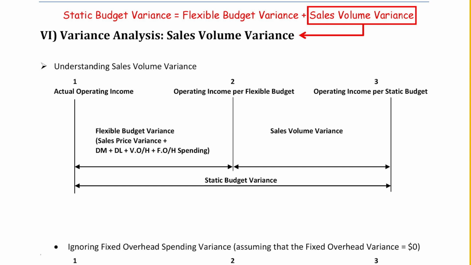Now looking at the chart where we're trying to understand the sales volume variance, we are comparing actual operating income to flexible budget operating income to static budget operating income. So we know actual versus flexible, that is flexible budget variance. We also know that actual versus static, that is static budget variance. Now, when we compare flexible budget versus static budget, that is where we get sales volume variance.